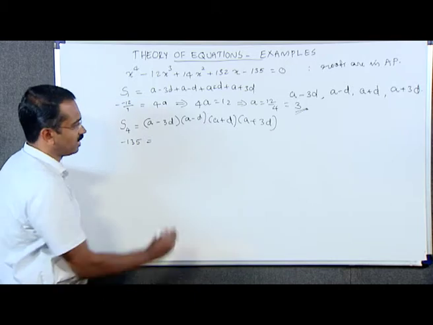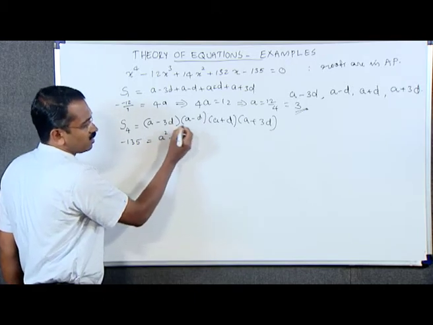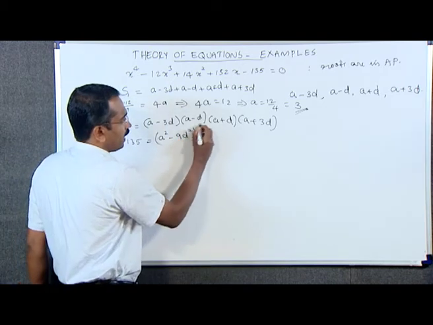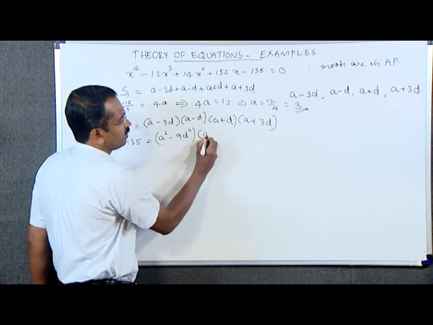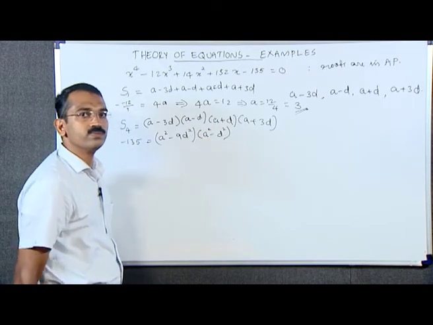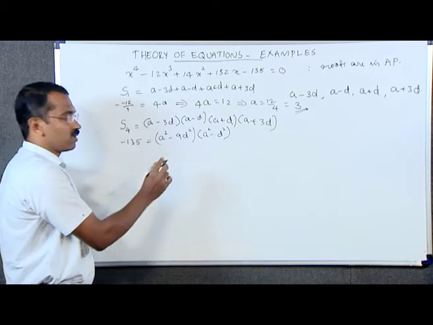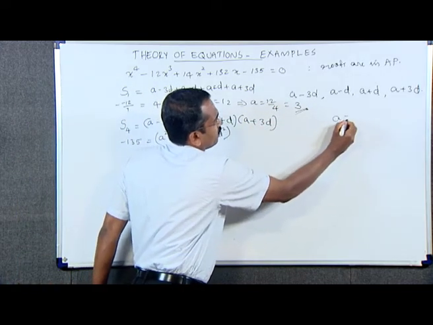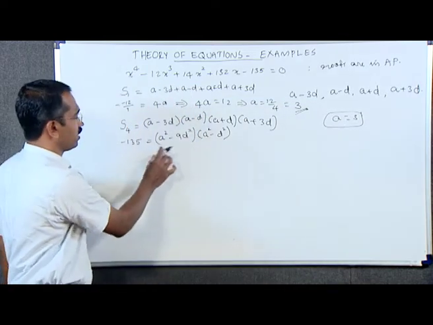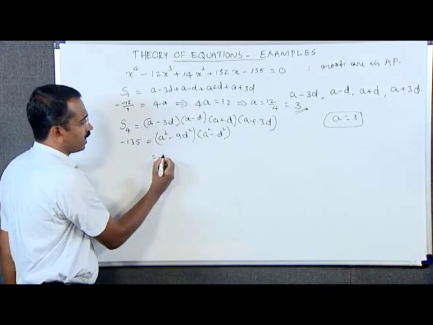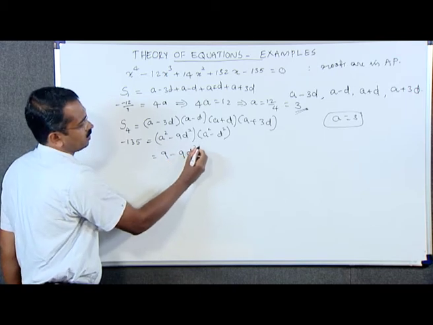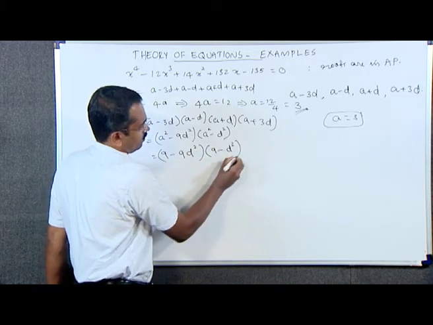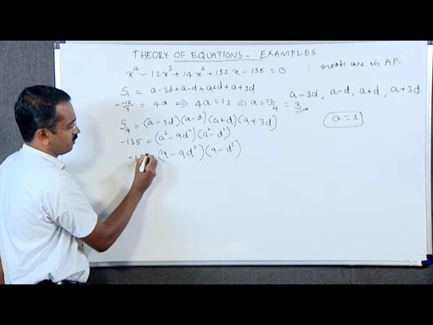a plus 3d, that is a square minus 9d square, into a minus d into a plus d, that is a square minus d square. We obtained a as 3. Substituting a is equal to 3 here, we can write this equal to 9 minus 9d square into 9 minus d square. The left hand side is minus 135.